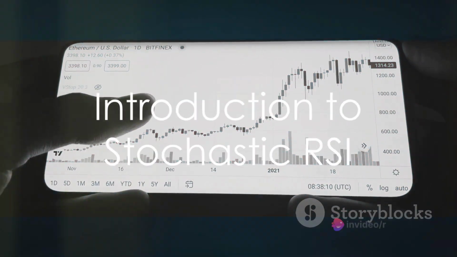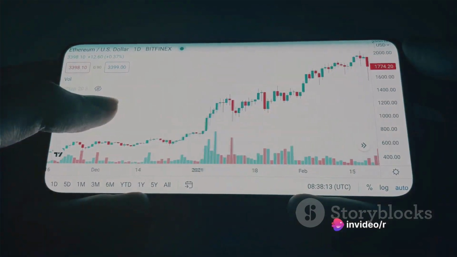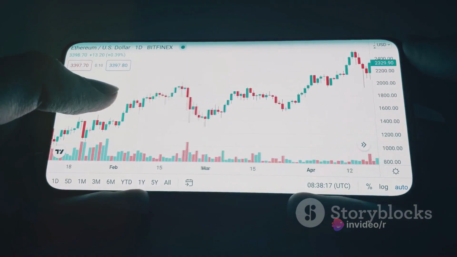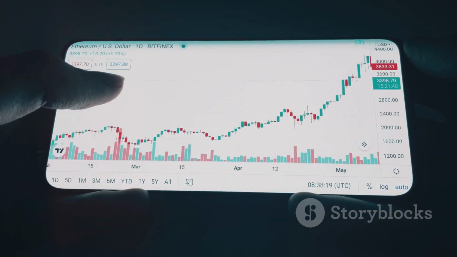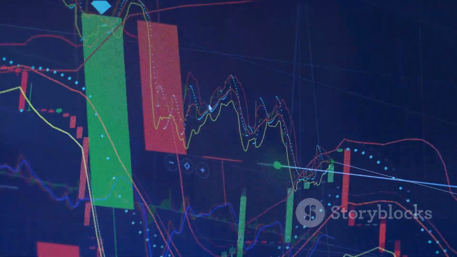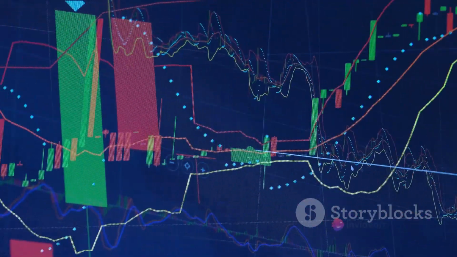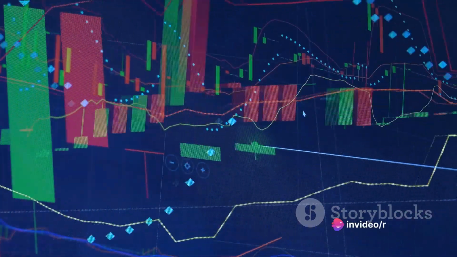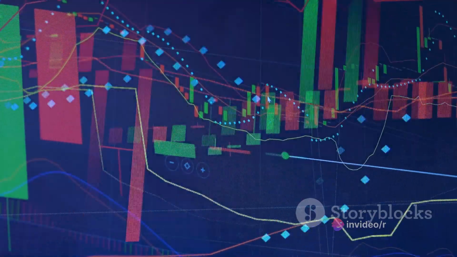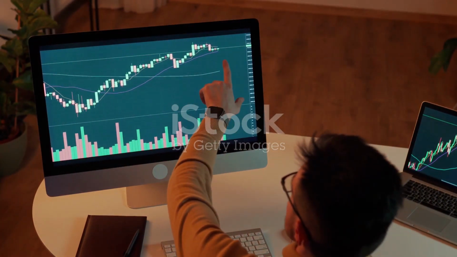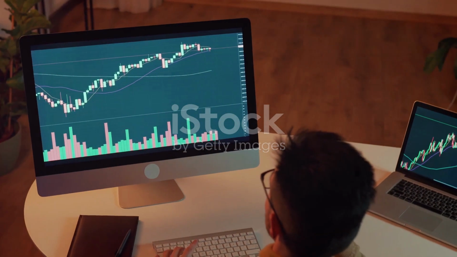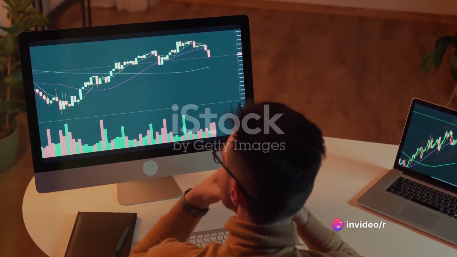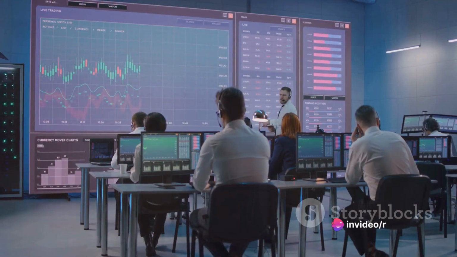Ever heard of the stochastic RSI? Ever wondered why it's so important in trading? Well, let's delve into it. The stochastic RSI, or Relative Strength Index, is a unique momentum oscillator that blends elements of the stochastic oscillator and the traditional RSI. Think of it as a hybrid, taking the best of both worlds to create something new and more effective. The primary aim of the stochastic RSI is to provide a more sensitive indicator of overbought or oversold conditions in the market. This sensitivity is what sets it apart from the conventional RSI.